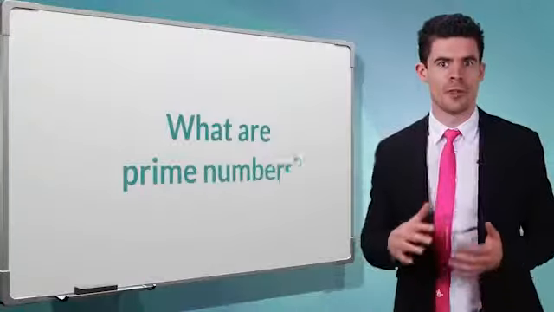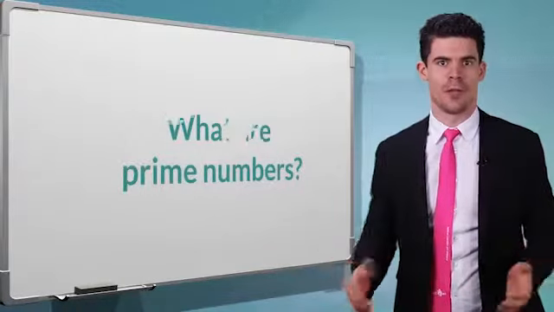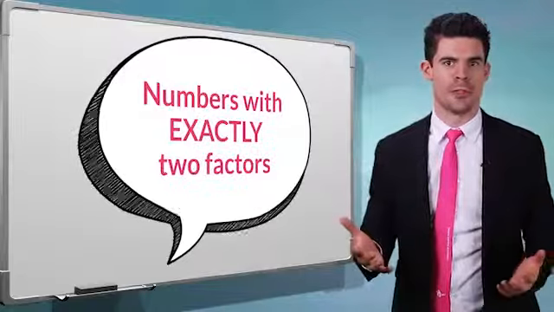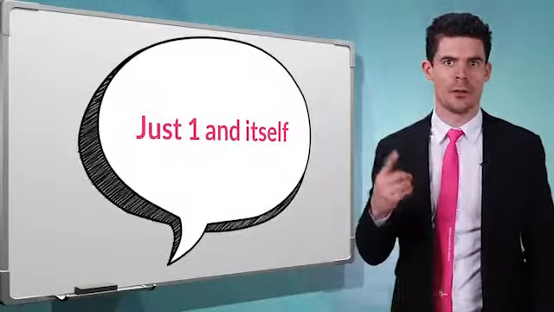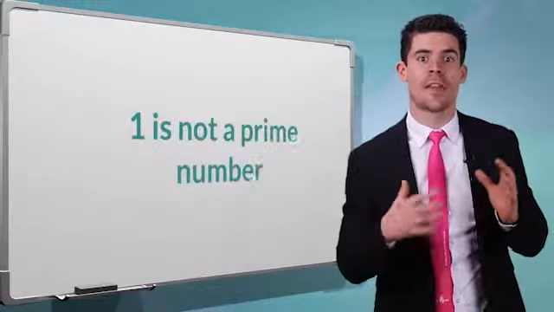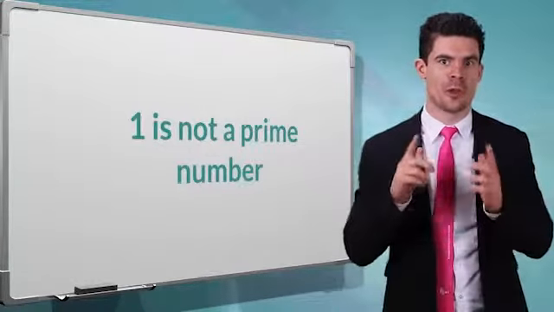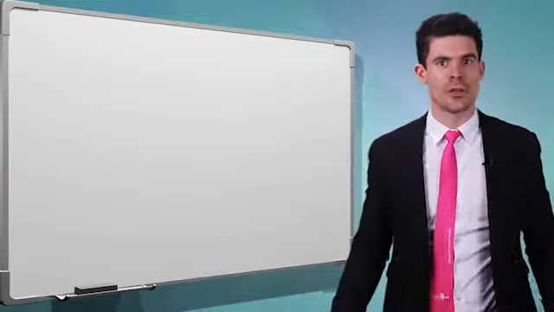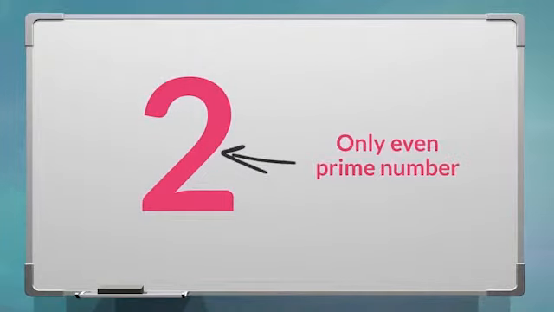Now, before we start looking at products and things, we need to understand what prime numbers are. Prime numbers are special numbers as they have exactly 2 factors, just the number 1 and the number itself. Something that loads of people get wrong is that they think 1 is a prime number. But you won't get this wrong because you're watching this math burst. The smallest prime number is 2, which is also the only even prime number.